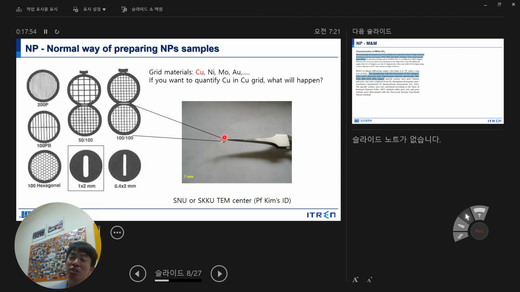This grid has this kind of 100 spaces. Sometimes when you look at TEM images, they have this kind of edges, which means you have 100 places to look at TEM images from this grid. So one sample, one grid. This grid, a set of 30, is maybe around $200. So this grid is very expensive, and you should deal with this Cu grid carefully, okay? You can contact the SNU or SKU TEM Center. You can use Professor Kim's ID. Maybe you can ask other colleagues.